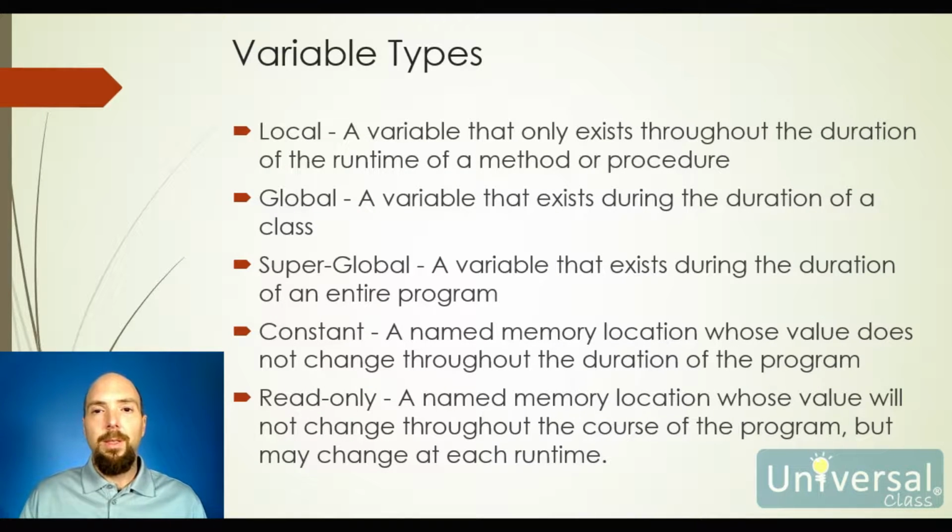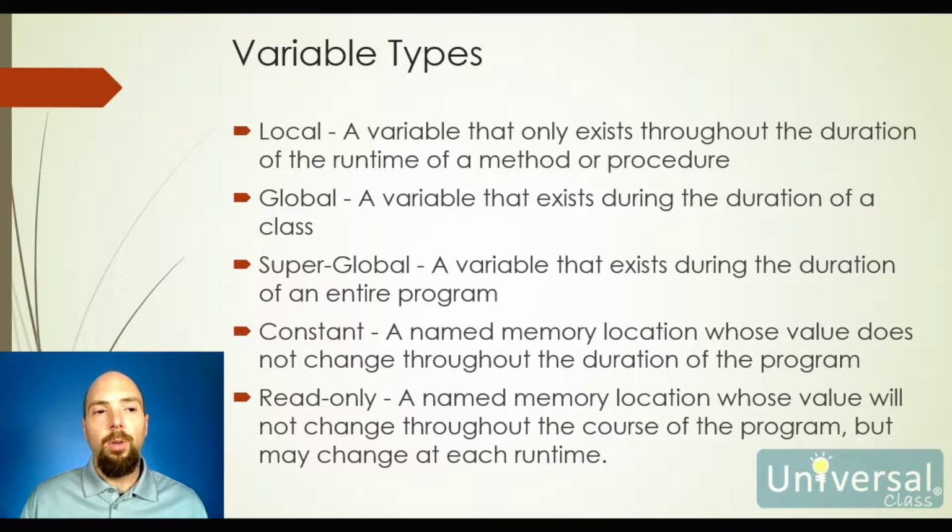Alright, so we have different variable types we can use. We have local variables. Those are going to exist throughout the duration of a particular method or procedure, so a small section of code. So if I have a section of code that's responsible for performing an action when a user clicks on a button, we will declare variables inside of that little section of code, and then while that section of code is running, this variable exists.